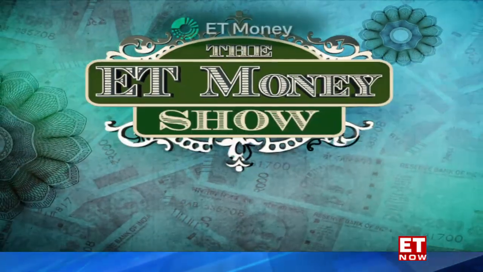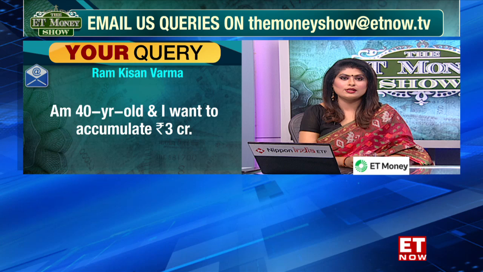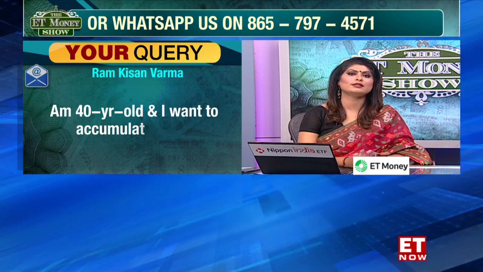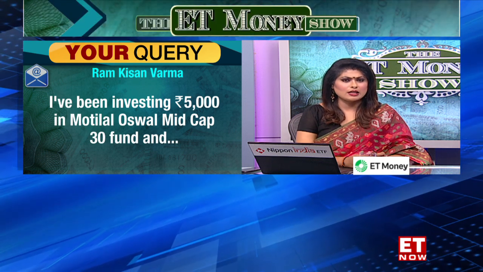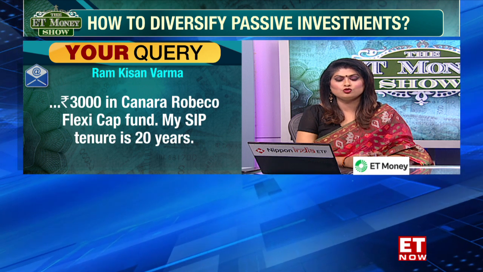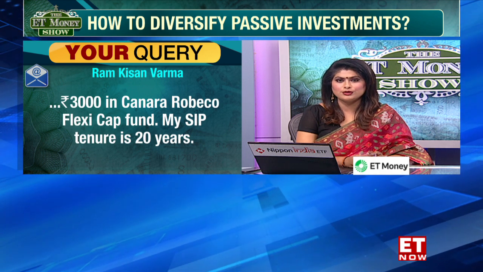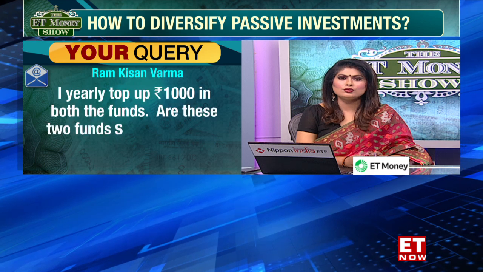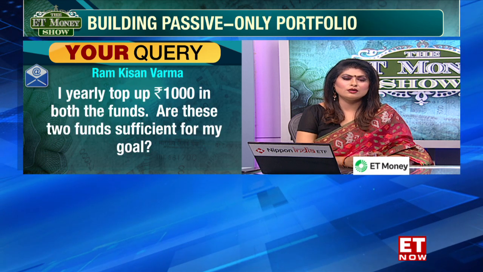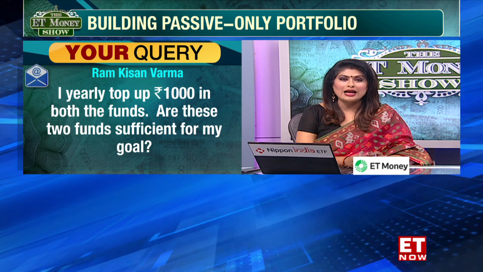Next question is from Ram Kisan Verma, and he's 40 years old and he wants to accumulate 3 crores, and he says that he's been investing 5,000 rupees in Motilal Oswal Mid Cap 30 Fund and 3,000 in Canara Robeco Flexi Cap Fund. SIP tenure is around 20 years, and he's going to top up by 1,000 rupees in both the funds once in a year, and he wants to understand if the fund choice is aligned as per his goal.